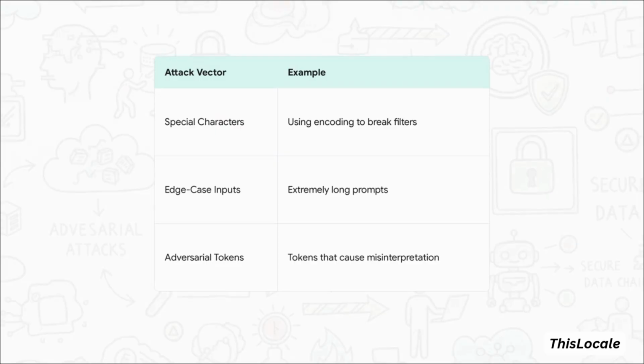And this table here shows you exactly what that looks like in the wild. An attacker might use weird special characters to get around a content filter, or maybe send an absurdly long prompt hoping to crash the system. See? They aren't giving you orders. They're literally weaponizing the data itself to try and break the model.